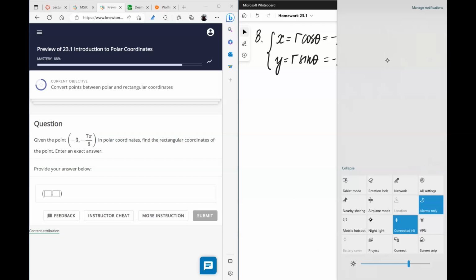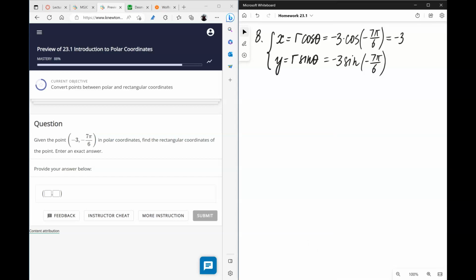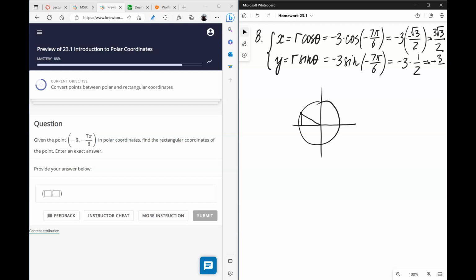How do I get rid of this? So cosine of -7 pi over 6, we may have to use the unit circle. So -7 pi over 6 will be here. Cosine is -√3 over 2, and sine will be 1/2. So the exact answer will be 3 radical 3 over 2 and -3/2.